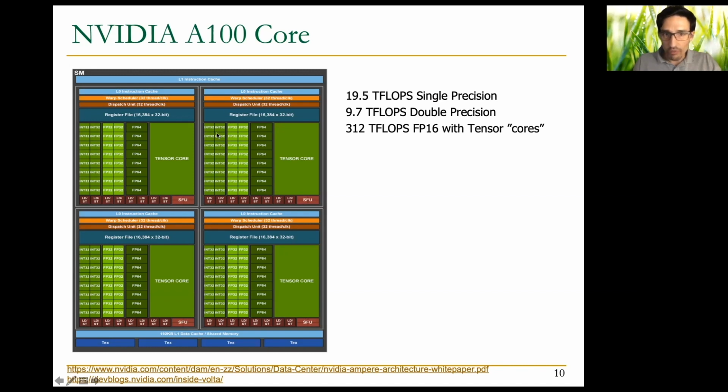There are some of them for integer 32, or 4-byte integer operations, or floating point, or double precision as well. And here you can see some figures, right? Like 19.5 teraflops in single precision, 9.7 teraflops in double precision.